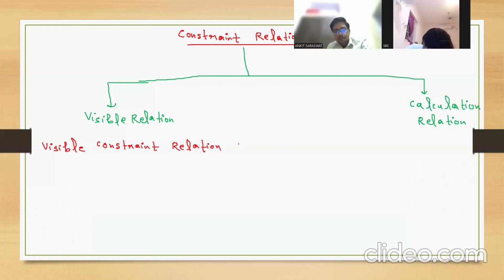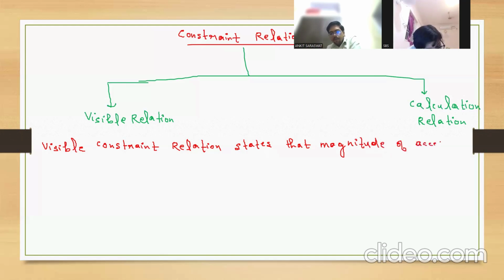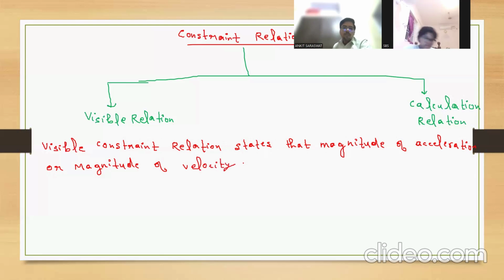Constraint relation states that magnitude of acceleration or magnitude of velocity of two bodies are the same. Only magnitude, okay? I'm not saying direction. Of two bodies are the same.